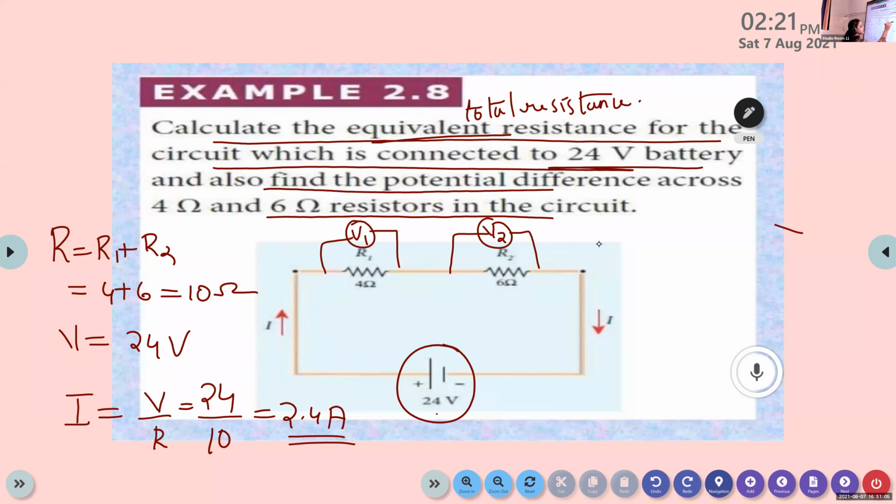So now we can find out V1. What is the equation for calculating V1? Raya? Equation for calculating V1. V1 is equal to IR1. Very good. What is I? Isha? I? Value of current? Isha?